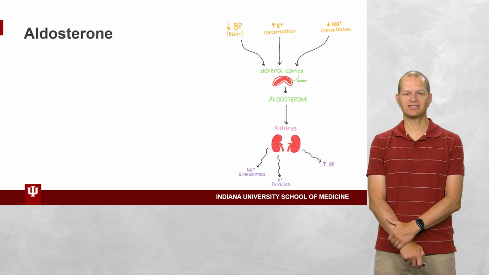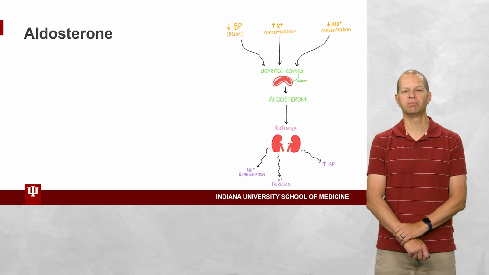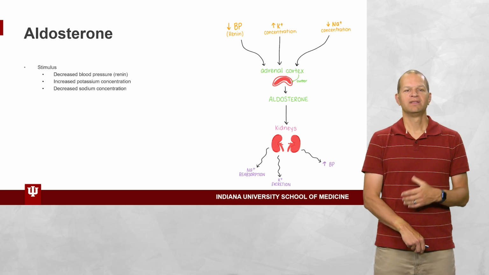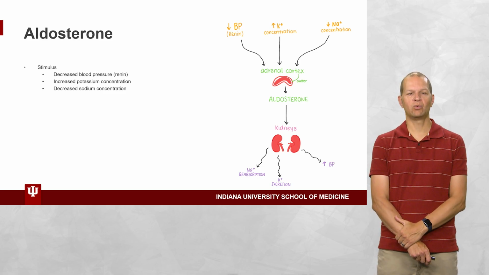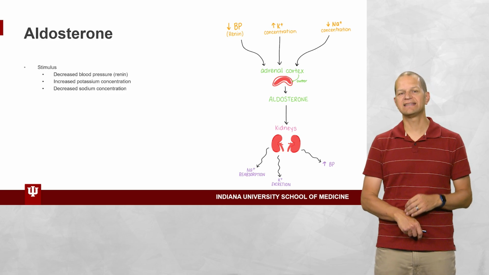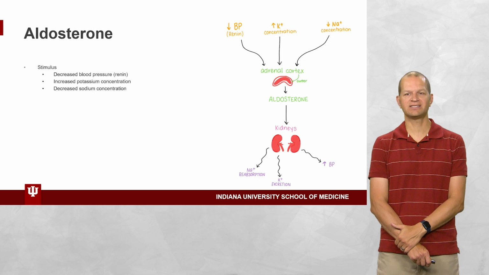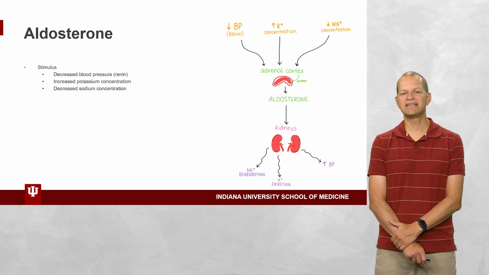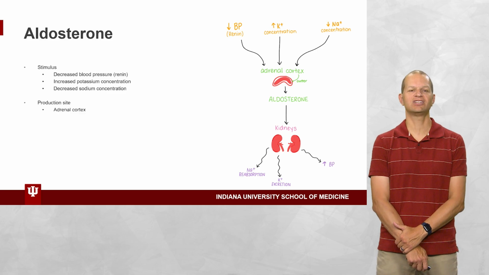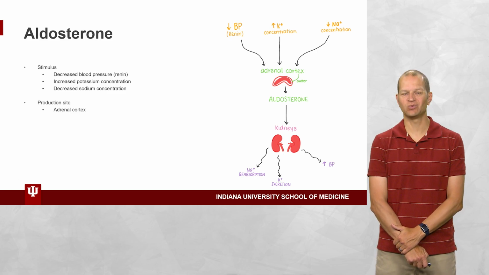Next, we've got aldosterone. Okay, and aldosterone is something we're going to talk a lot about when we get to blood pressure and the urinary system. Okay, and so this is released when we have low blood pressure. Renin, which comes from the kidneys, ultimately causes a cascade of events that causes the release of aldosterone. It can also be released when potassium concentration is high or sodium concentration is low. Okay, this is produced in the adrenal cortex as well.